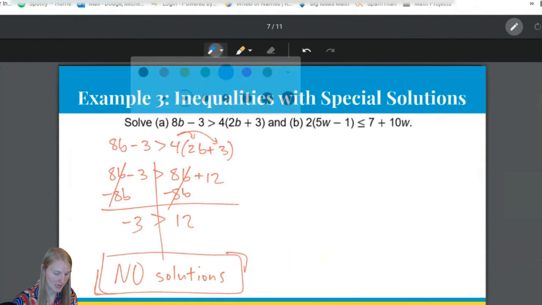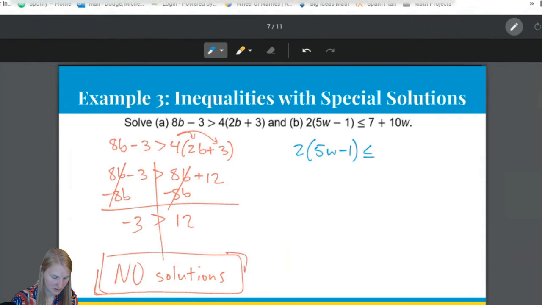Okay, let's look at B. 2 times the quantity 5w minus 1 less than or equal to 7 plus nw. Okay, remember parentheses first, so 2 times 5w is 10w, 2 times -1 is -2, and less than or equal to 7 plus nw.